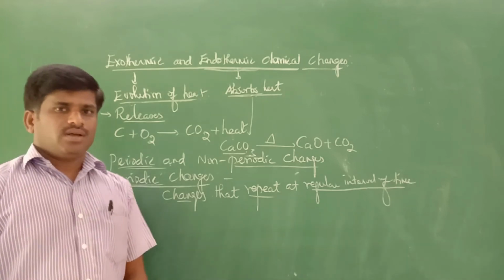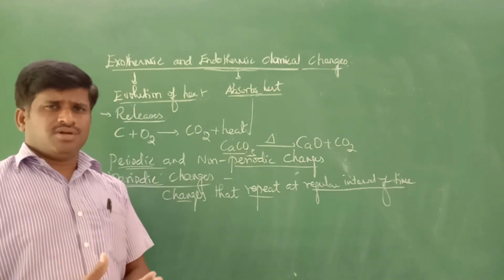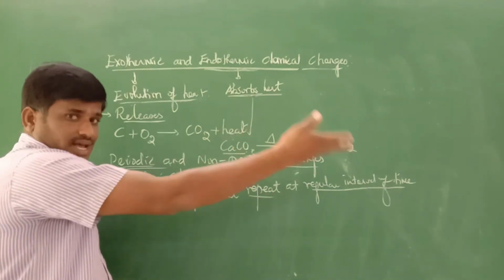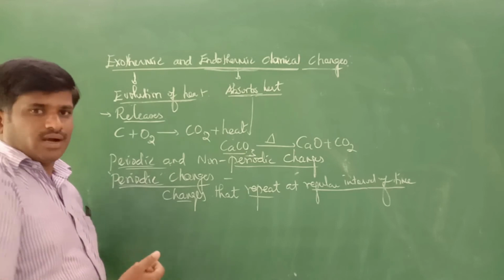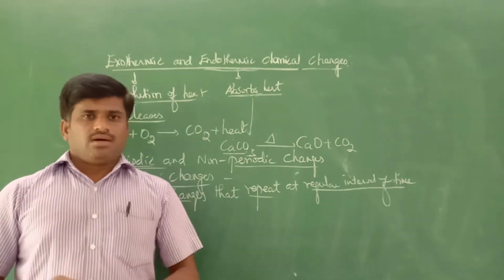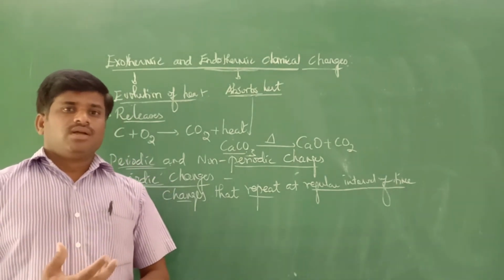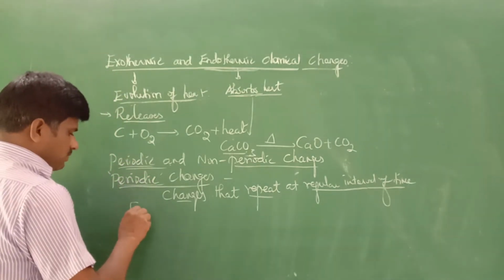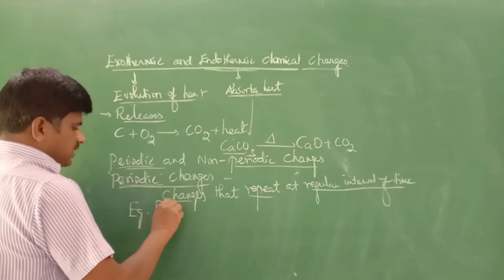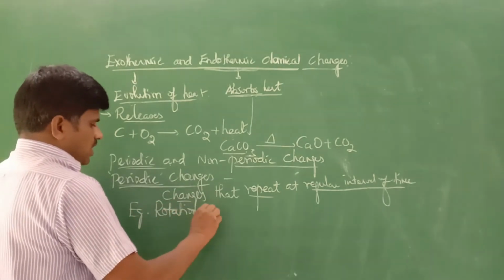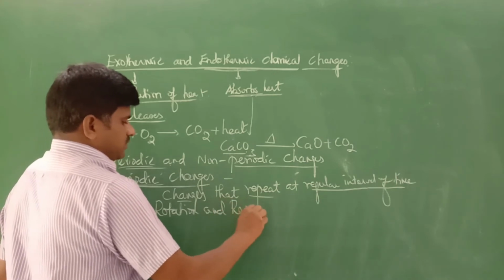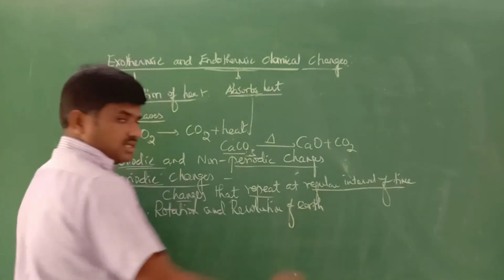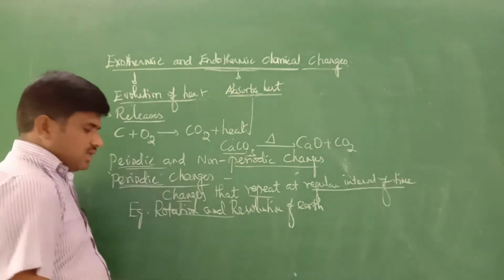For example, this is a very simple concept. You can give your own example also. At regular interval of time, the change happens. Such changes are called periodic changes. Here, when we take rotation and revolution of Earth, it is the best example for periodic changes. Rotation and revolution of Earth. This is the first example.